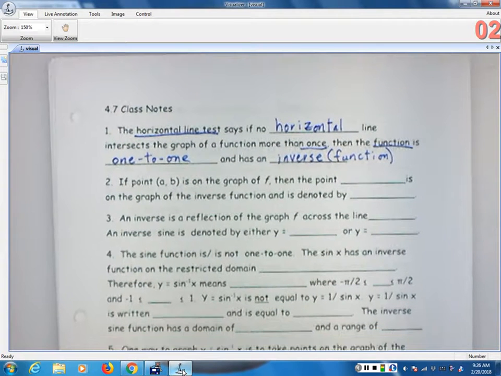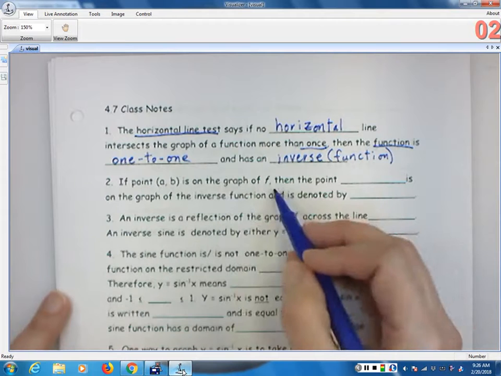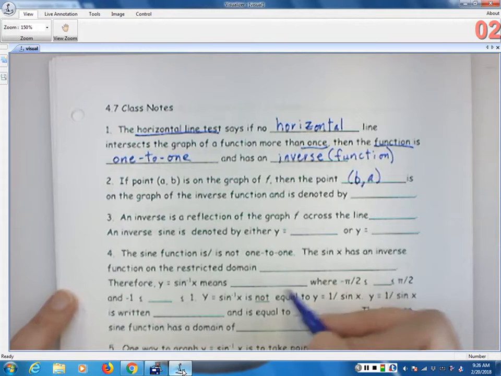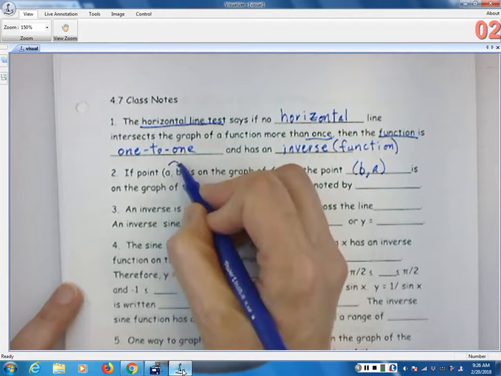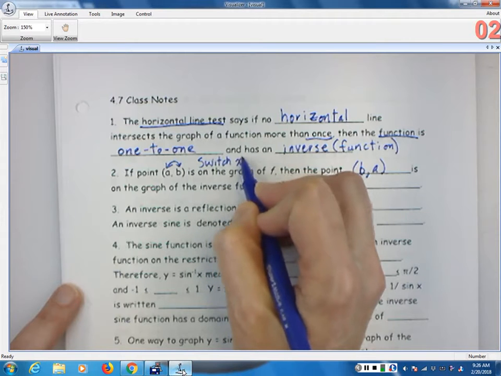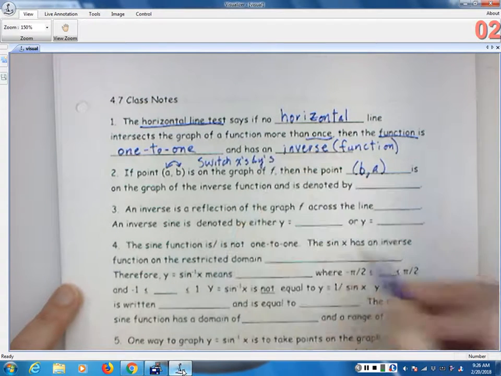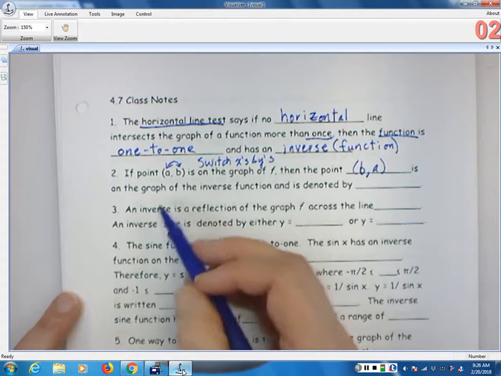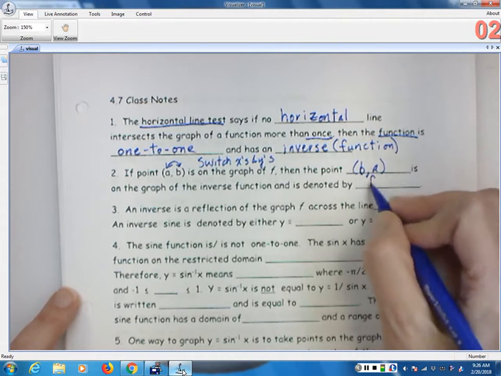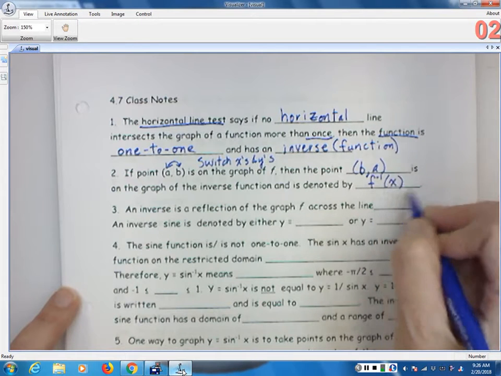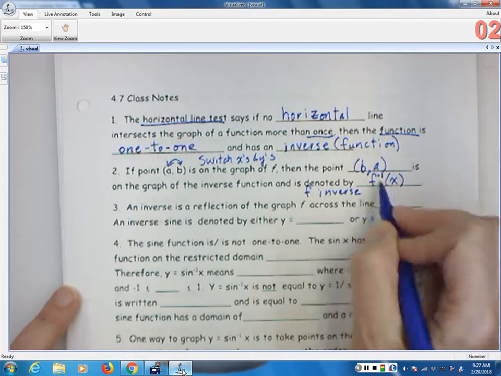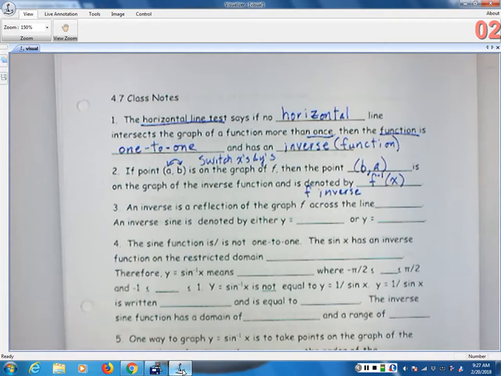And if the point (a, b) is on the graph of f, then the point (b, a), just switch your x and y coordinates, is on the graph of the inverse function, which is denoted f inverse of x. We say f inverse. It's not 1 over f. It's not an exponent there, it's a notation.